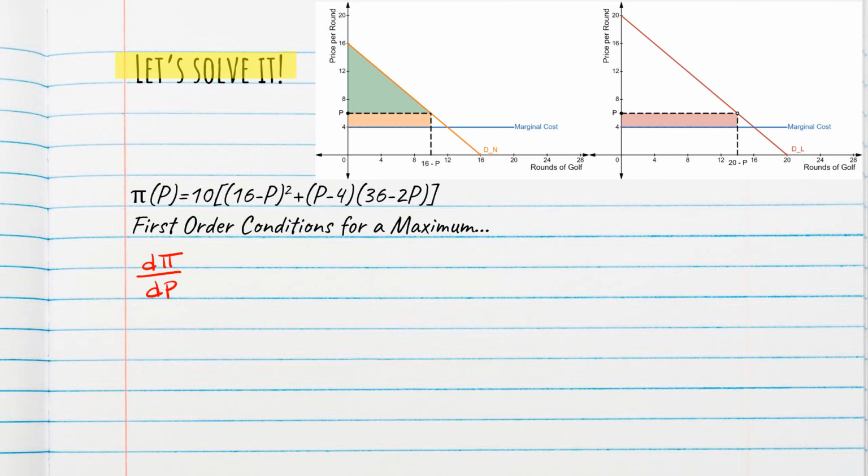So we're going to take the derivative. The first thing I'm going to note here is that there's a 10 in front of everything. So I'm going to write that 10 down. It's multiplied by all the terms. I know it's still going to be hanging around when I'm done.